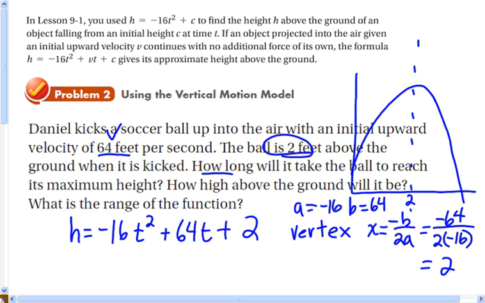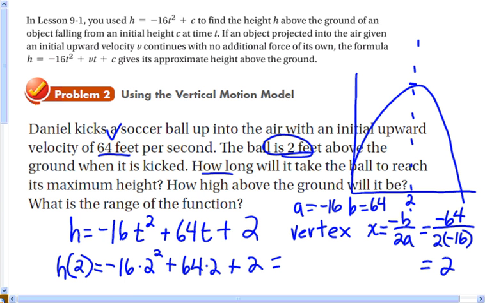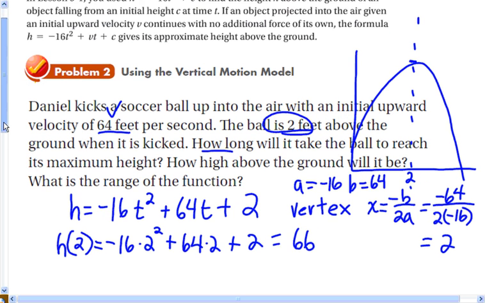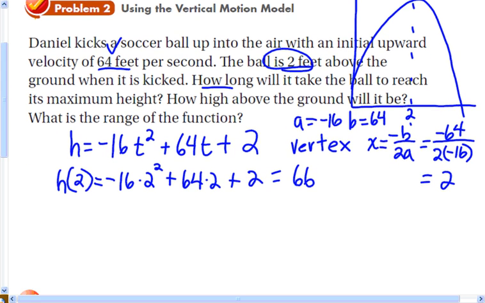And to find this point now, we're just going to substitute 2 into our equation. So we're going to find h of 2, which is negative 16 times 2 squared plus 64 times 2 plus 2. If you simplify that, you get 66. So h of 2 is equal to 66. So that's the maximum height. We'll just write that here. That's the maximum height.